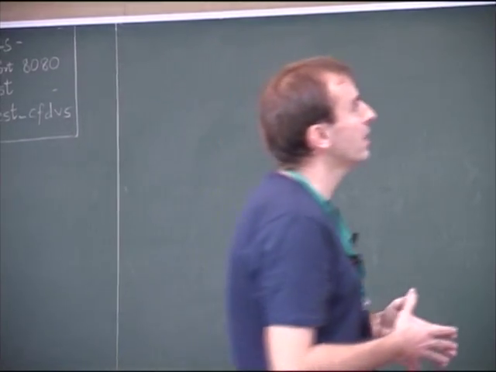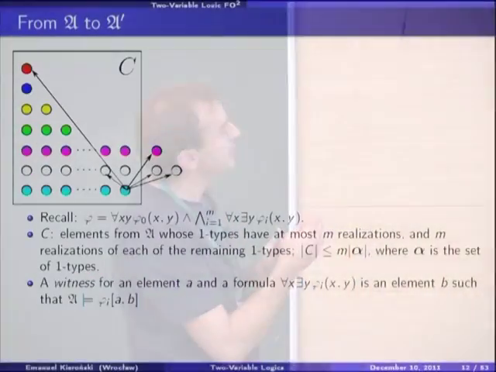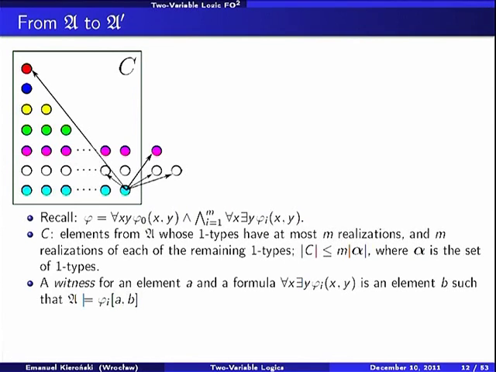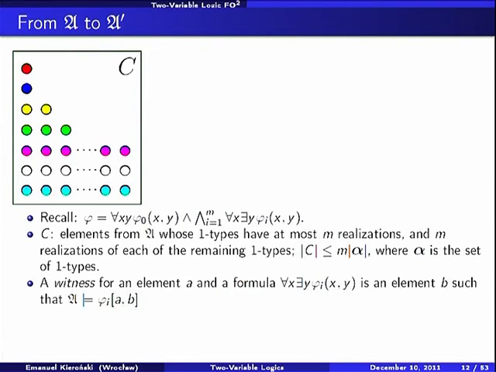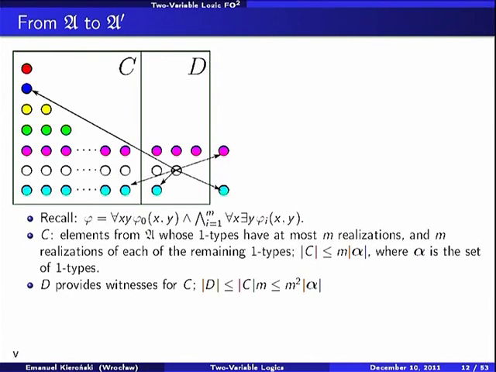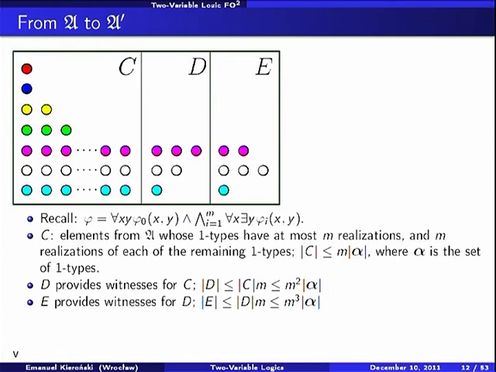So what we do, we extend, we define a new set D which contains witnesses for all the elements from C. So we choose witnesses for each of the elements, at most m of them, and we collect them into the set D. And we repeat this step once more. We choose witnesses for elements from D and collect them into a set E.